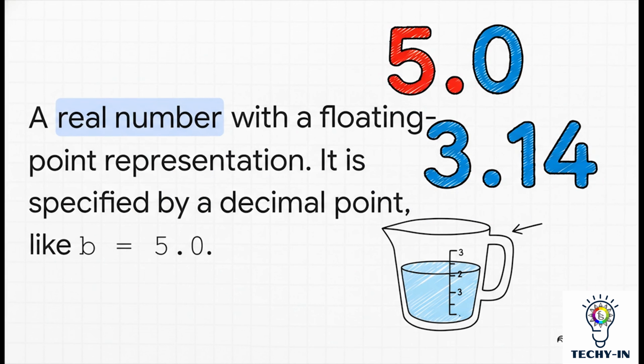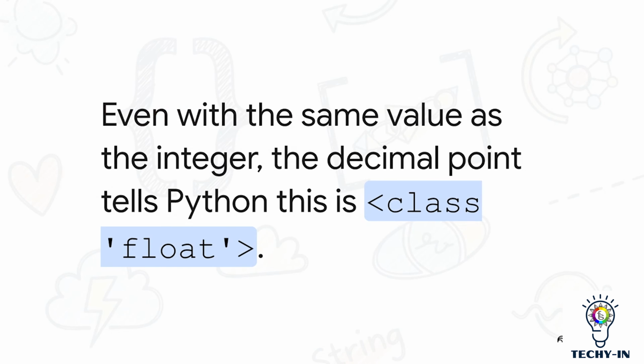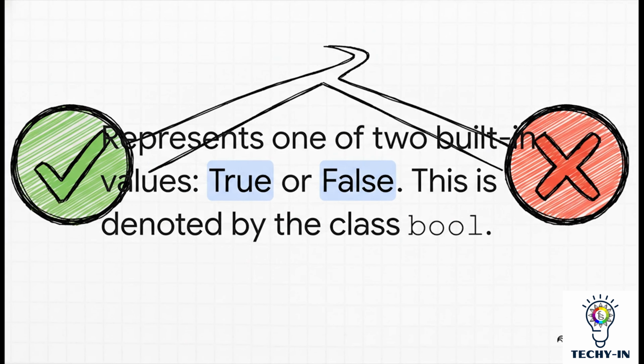Okay, so next up are floats. These are the numbers that do have a decimal point, representing what we think of as real numbers. So 5.0 is a float, just like 3.14 or -0.01. And here is where it gets really interesting. Even though 5 and 5.0 represent the exact same value to us humans, that tiny little decimal point makes all the difference to Python. It sees that dot and immediately classifies the variable as a completely different data type, a float. The final simple value is the boolean.